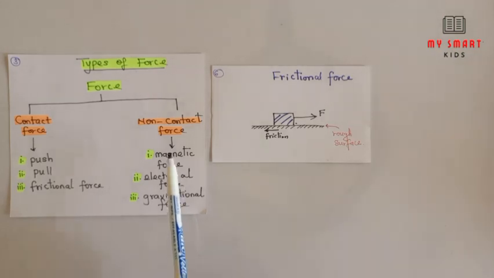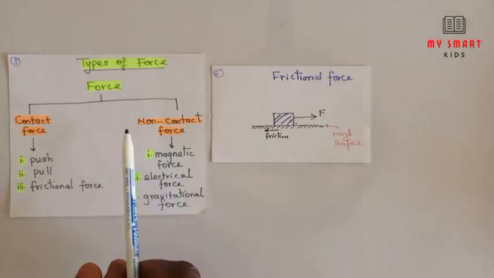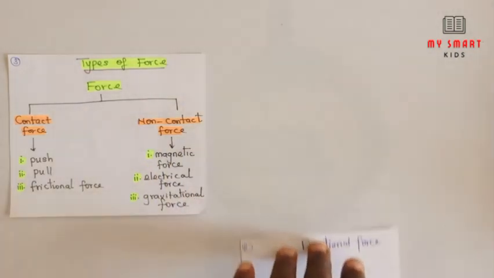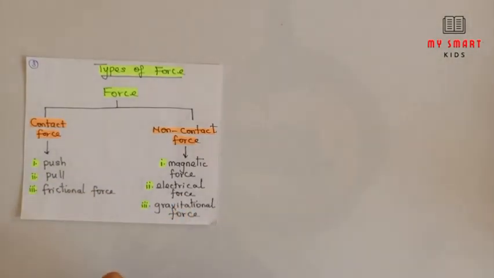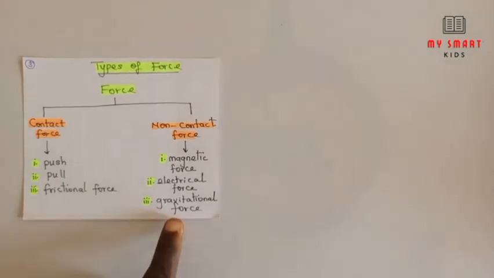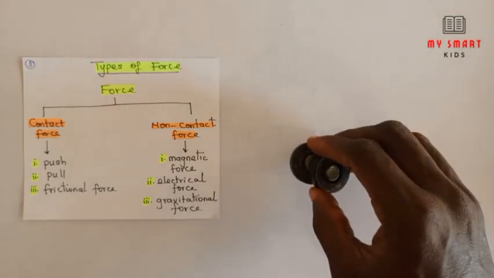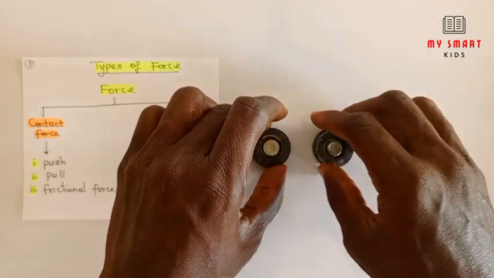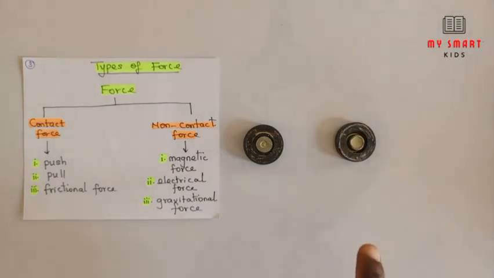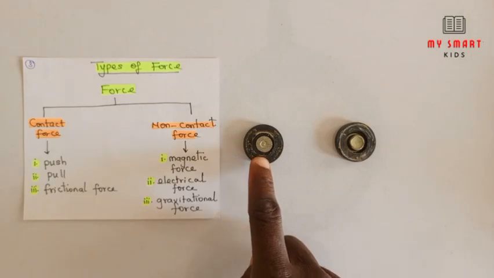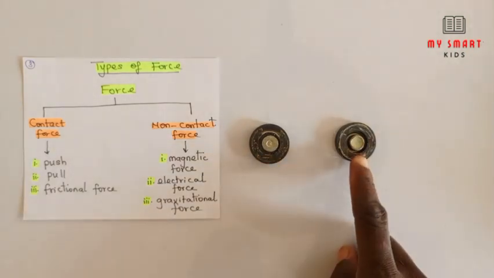Now let's move on to the second type of force, non-contact force. And this is interesting, because this force will be applied without the force being in contact with the body. We say magnetic force is the first one. What is magnetic force? Magnetic force is the force that exists around a magnetic body, that occurs around a magnet. We have two magnets here. This is magnet A and magnet B.